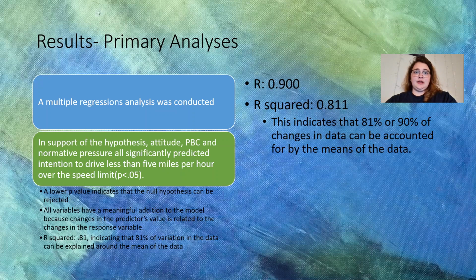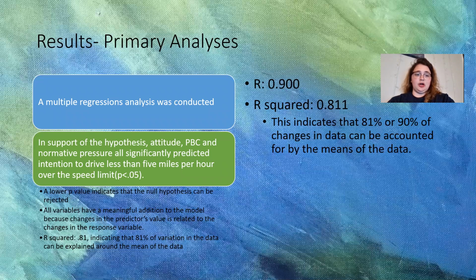As far as our primary analyses go, a multiple regression analysis was conducted. In support of the hypothesis, attitude, PBC, and normative pressure all significantly predicted intention to drive more than 5 miles per hour over the speed limit. A lower p-value indicates that the null hypothesis can be rejected in our situation. All variables had a meaningful addition to the model because changes in the predictor's value are related to the changes in the response variable.